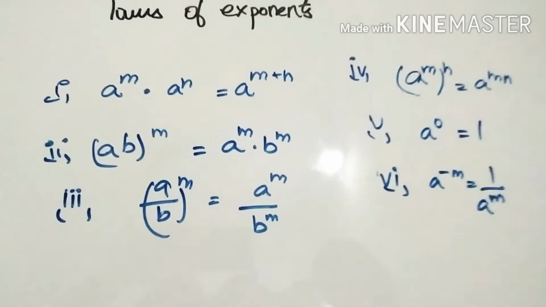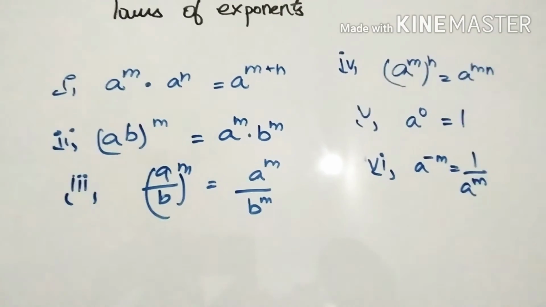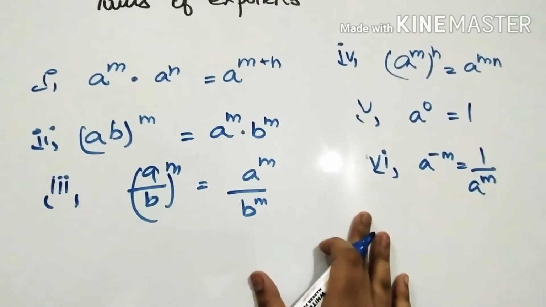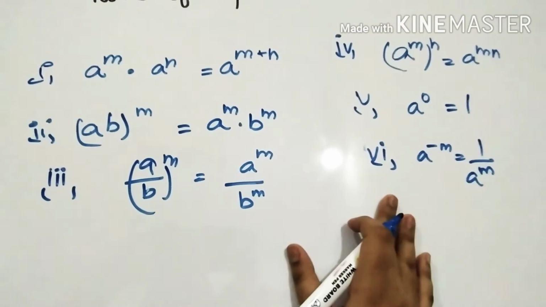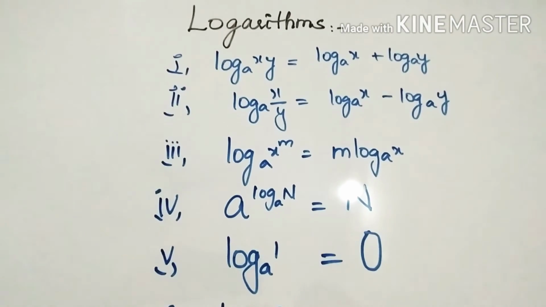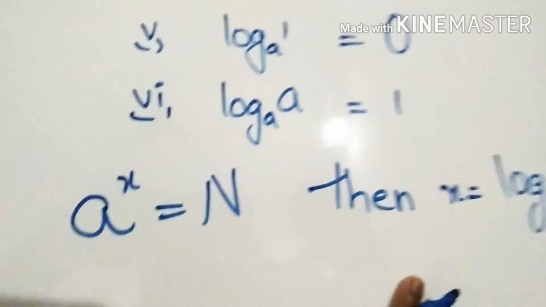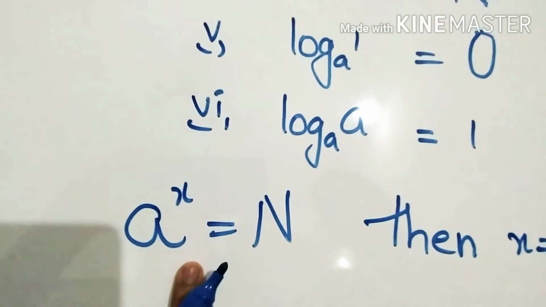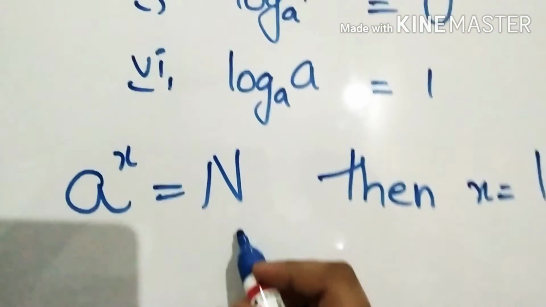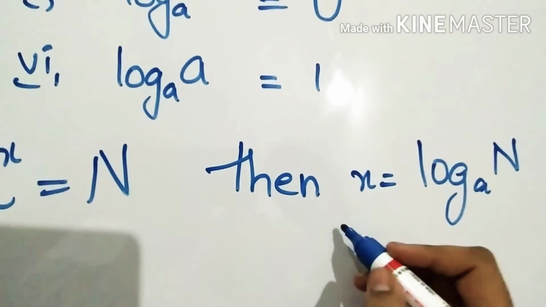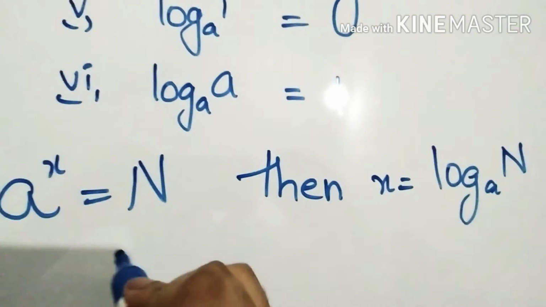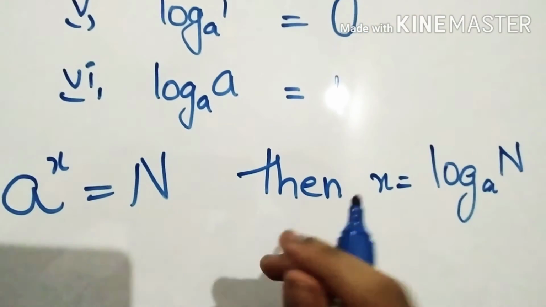So these laws of exponents we are going to relate to logarithms. How are we going to form the formulas of logarithm? Let's see. Here are the basic formulas of logarithms. The first basic one is the exponential form a^x is equal to n. In logarithm it will be x is equal to log n to the base a. This is the basic one, and you have to remember it.